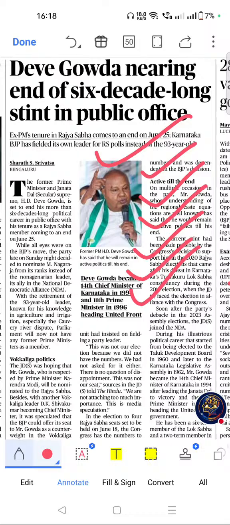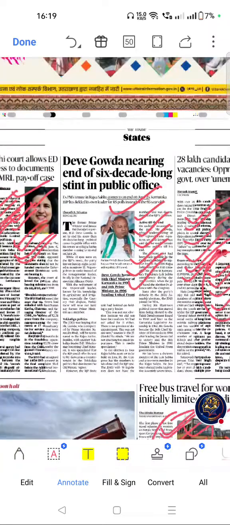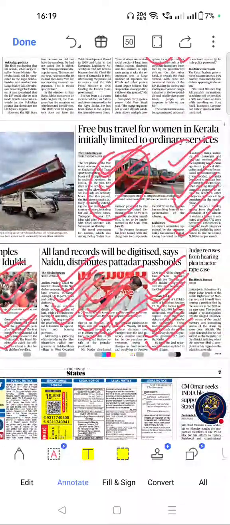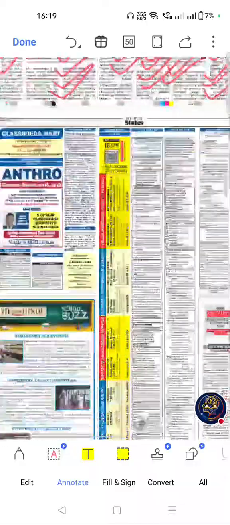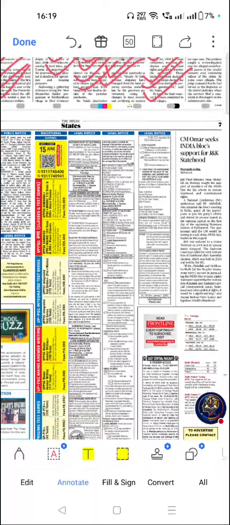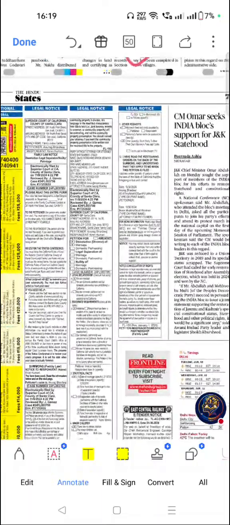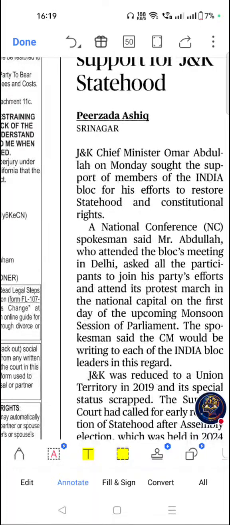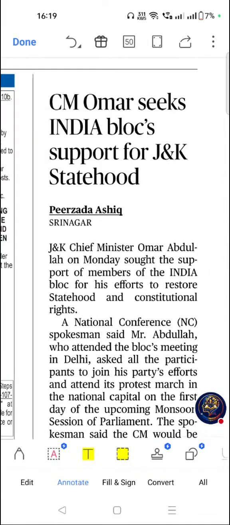Move on to next important article from this page. These are the only important articles from this page. Move on to page number 7, state section. This is the important article from page number 7.